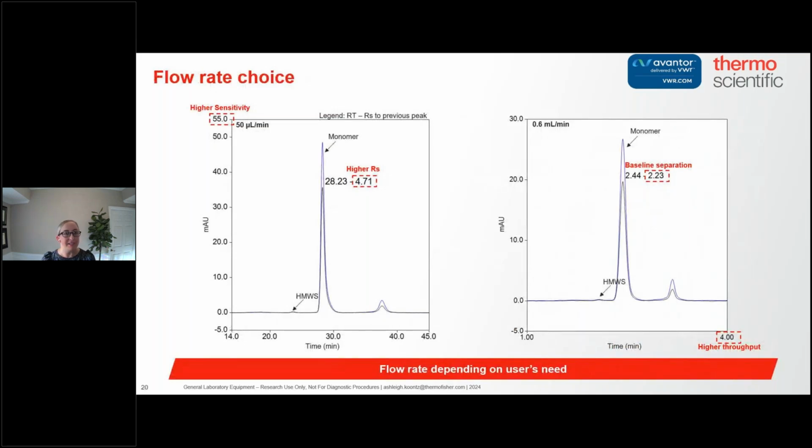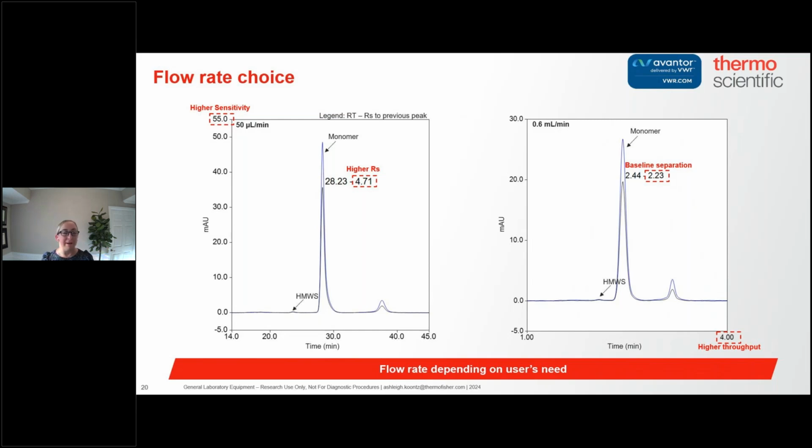So flow rate choice is something to really think about in terms of method development and considerations for a parameter that you can control. Depending on what your needs are, if you want higher resolution, you may want to decrease the flow rate and get better separation in your chromatography. But then say you want to have a higher throughput method and consume less solvent and resources, you can increase that flow rate and still get great baseline separation.